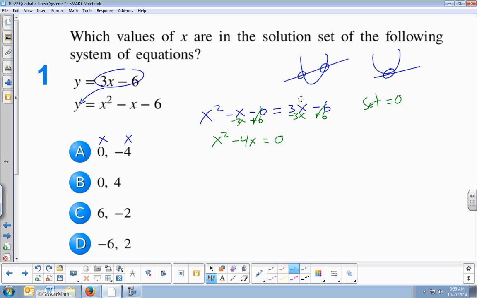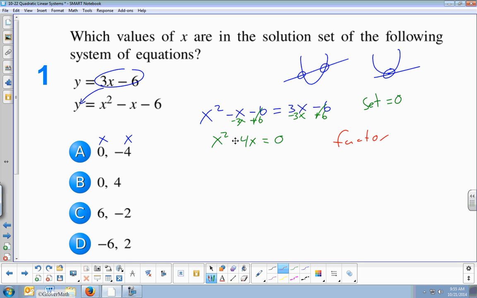And notice that I moved my stuff to the left. I want to move it towards x squared, because I'm going to end up with a factorable term, and so I want to leave x squared where it is and move things toward it. Otherwise, I'm going to have a negative x squared. But sometimes you're going to see things going to the other side. But it's basically I want to create an expression set equal to 0. Then my next step would be to factor.